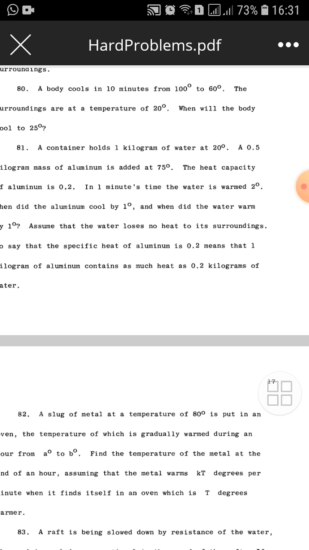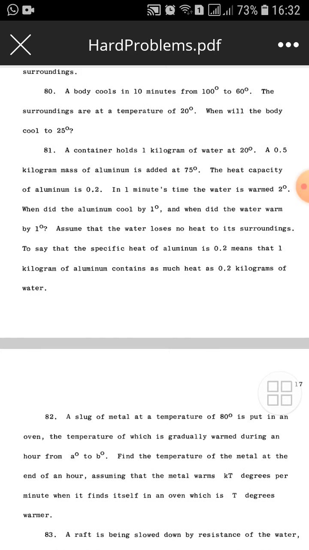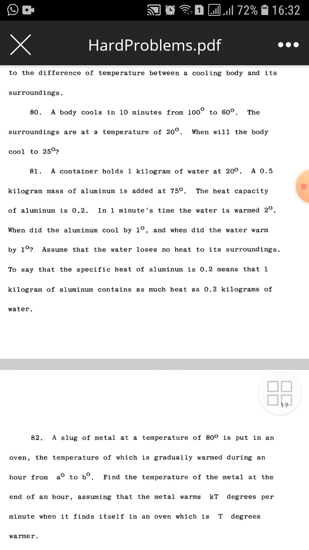It says that a container holds 1 kilogram of water at 20 degrees. A half kilogram mass of aluminium is added at 75 degrees. The heat capacity of aluminium is 0.2. In 1 minute's time, the water is warmed 2 degrees. When did aluminum cool by 1 degree, and when did the water warm by 1 degree? It also states to assume that the water loses no heat to its surroundings.